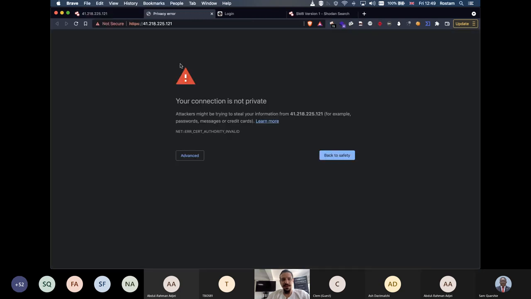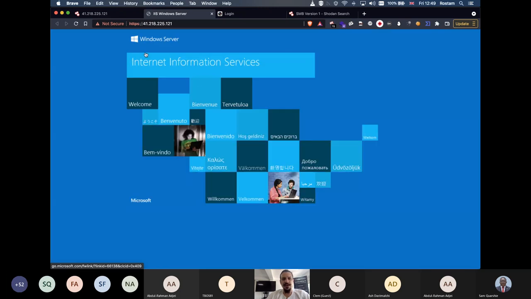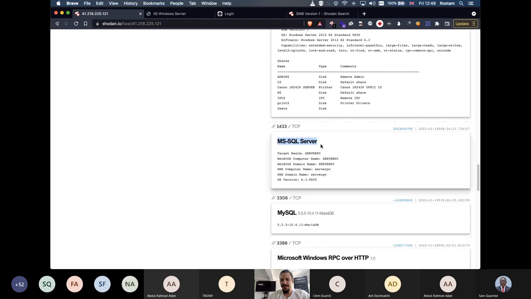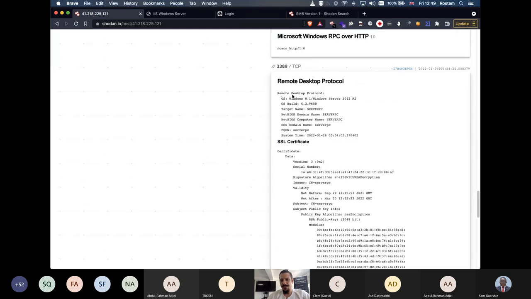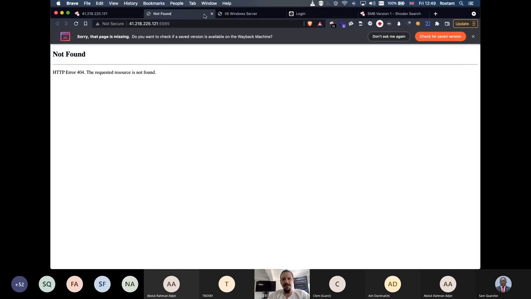It is running some sort of web server on the same IP address with a bad SSL certificate and a default Windows server page. So to me, it shows that they never set up the web server. It is running a database. This server actually is doing a lot. It is running MySQL. There's a remote desktop connection, which I can also use to attack that. There's another web thing which they haven't configured.